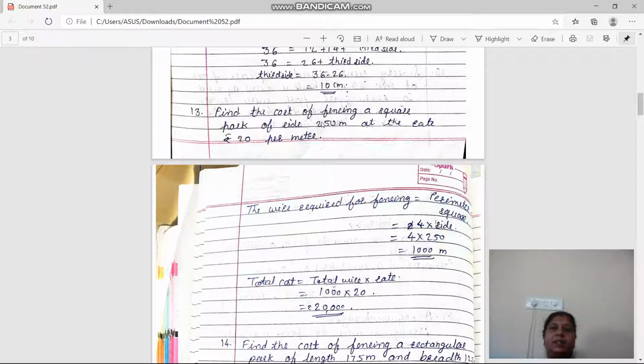What is the side here? 250. So 4 into 250 we get 1000 meter. Okay, now total cost is equal to total wire multiplied by rate. So what is the total wire here? 1000. And what is the rate here? 20. So 20 into 1000 we get 20,000. Fine. Next.